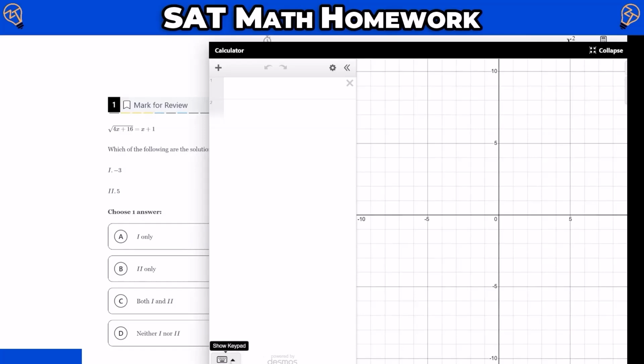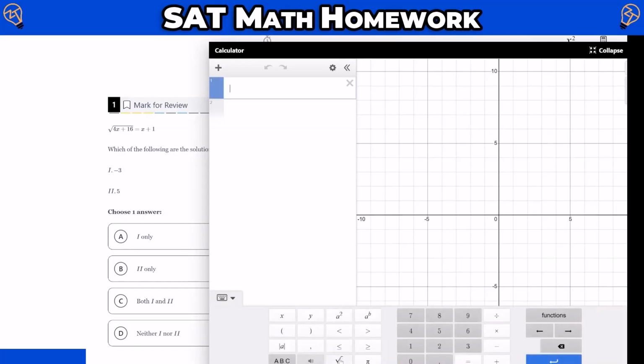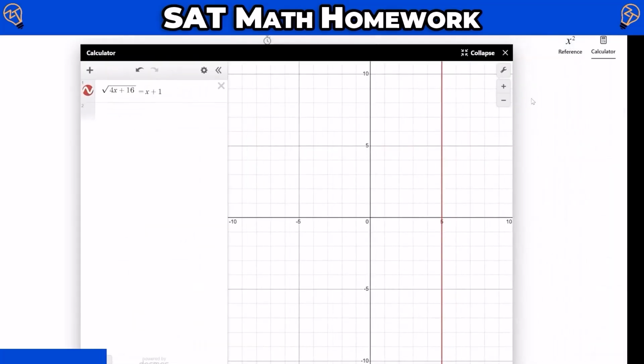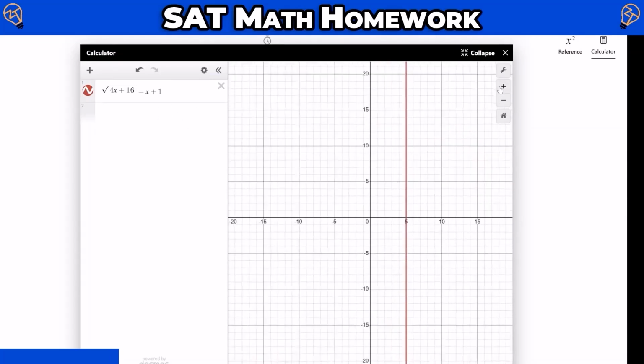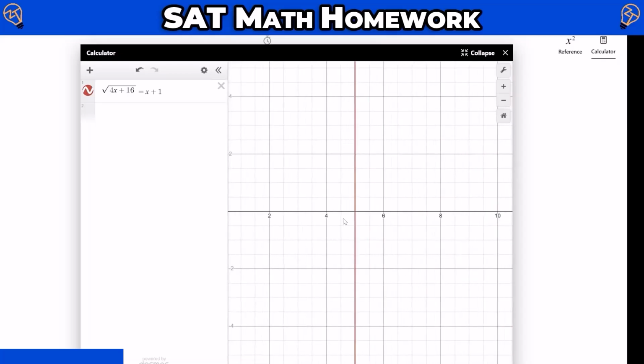Notice down here you have the keyboard. I'll open that up. We'll click the square root key and then do 4x plus 16. I'll press the right arrow key so I can get out of the root and put equals, and I'll do the x plus 1. Now it might seem weird that all of a sudden I just have this vertical line, but the idea is it's giving you the solution as x equals, which if you graph x equals a number, it's just that vertical line.